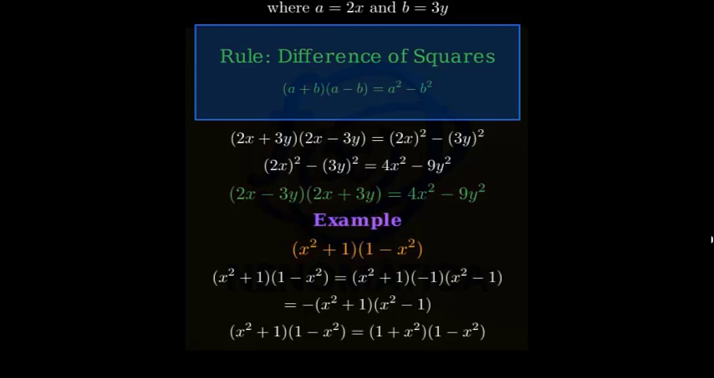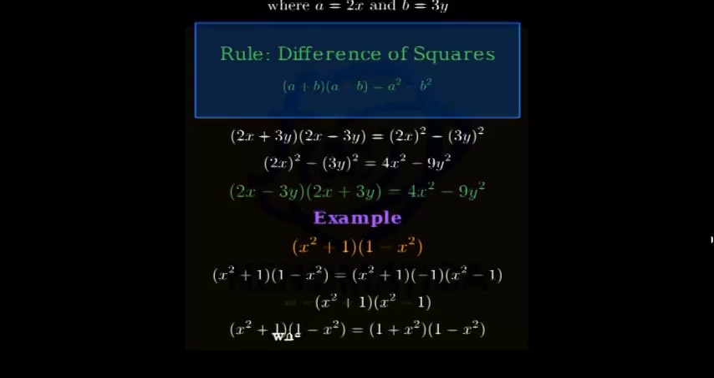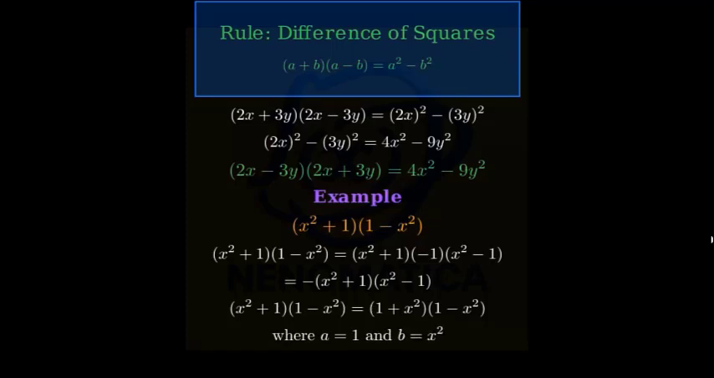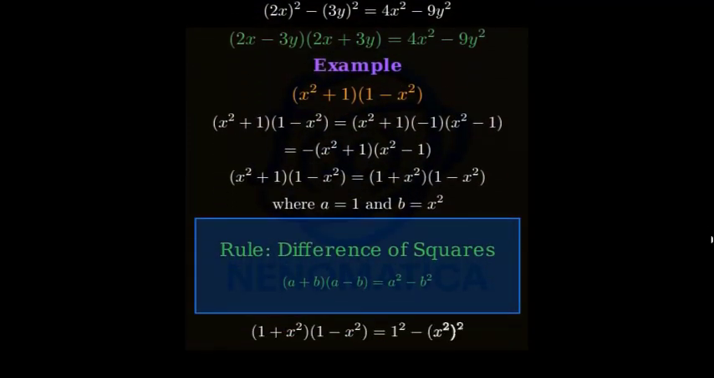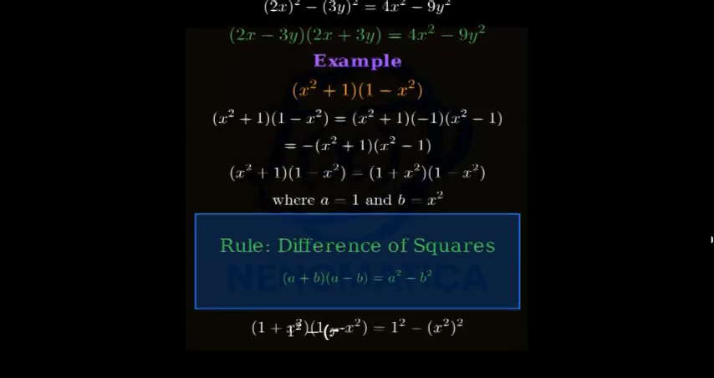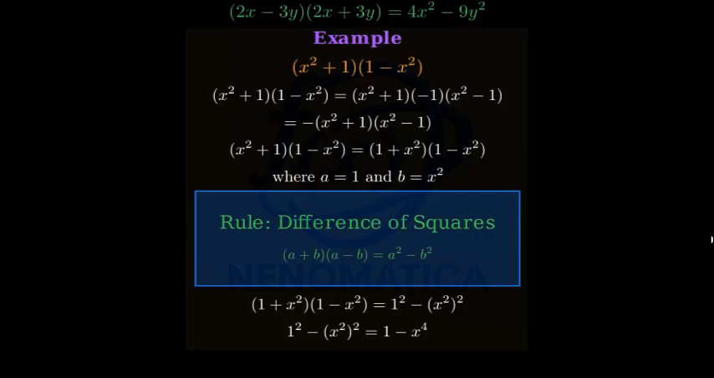We have 1 plus x squared multiplied by 1 minus x squared. Now we can clearly see this follows our difference of squares pattern, where a equals 1 and b equals x squared. Using the difference of squares formula, we get a squared minus b squared, which is 1 squared minus (x squared) squared. Let's calculate this further. 1 squared equals 1, and (x squared) squared equals x to the 4th power. So our final result is 1 minus x to the 4th.